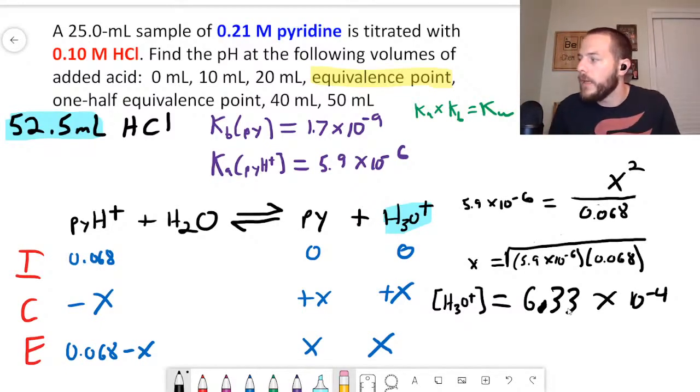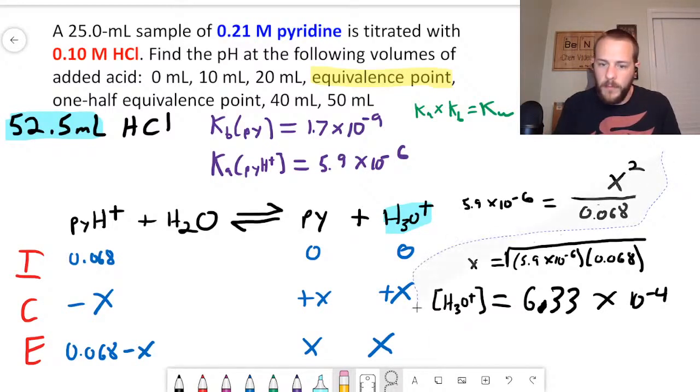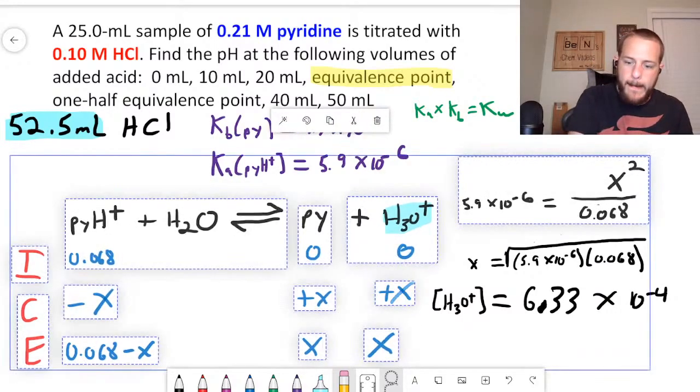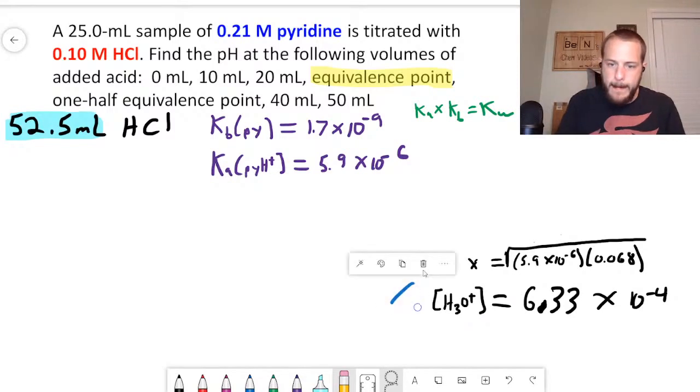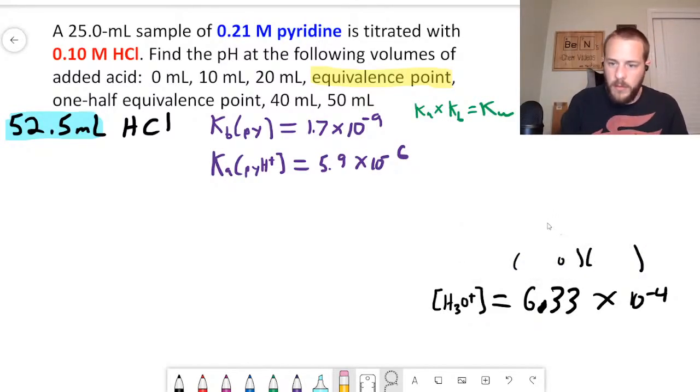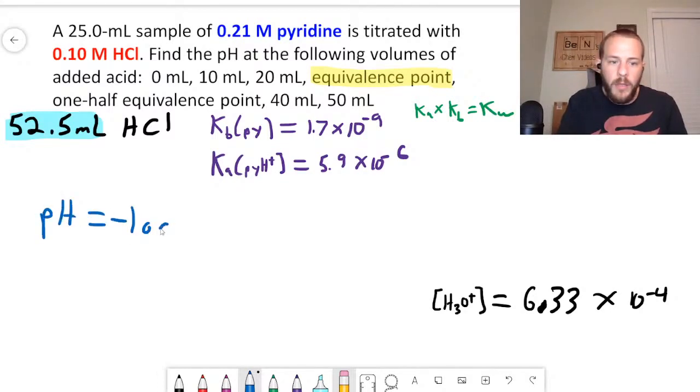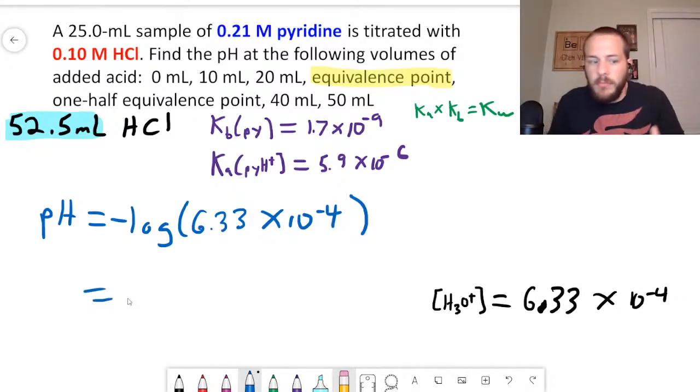And so finally, to calculate pH, all we need to do is take the negative logarithm of this. So let me clean this up a little bit. I don't need this anymore. We're done with that. All right, so easy peasy. All we have to do is say that pH is equal to negative log of the hydronium concentration. So negative log of 6.33 times 10 to the minus 4. And that is equal to, I don't know yet, because I haven't put it in my calculator yet.